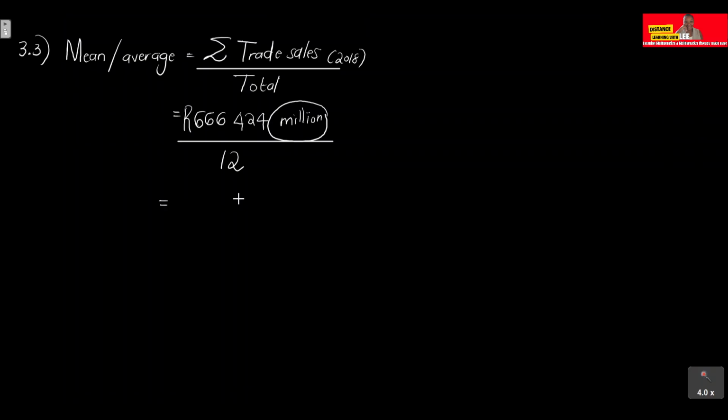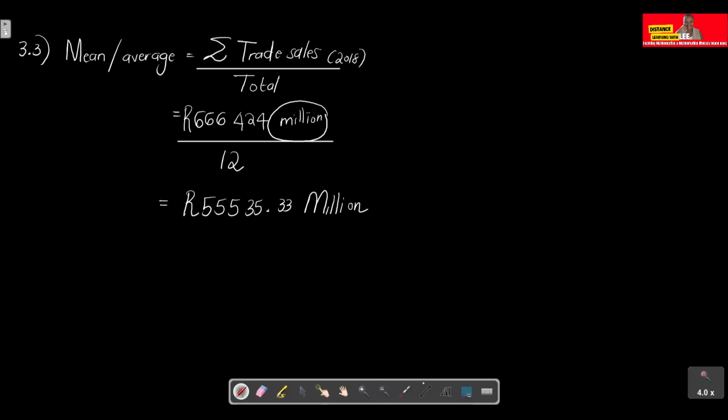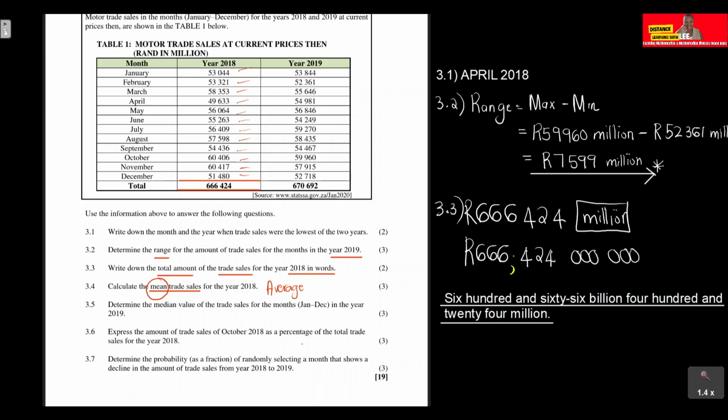If you punch this into your calculator, you'll get that the mean or the average trade sales for the year 2018 amounted to 555.33333, going on and on, but I'm going to round it off to 2 decimal places, so we can just say million. All right, and that is basically it. We've determined what the mean sales are in millions for the year 2018.